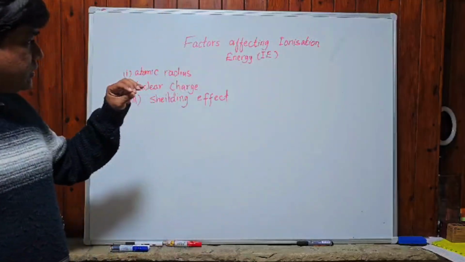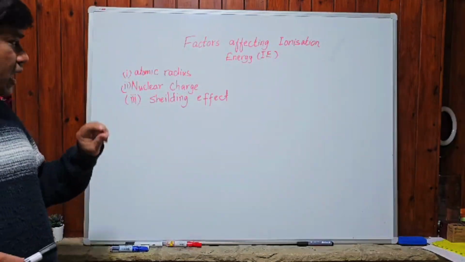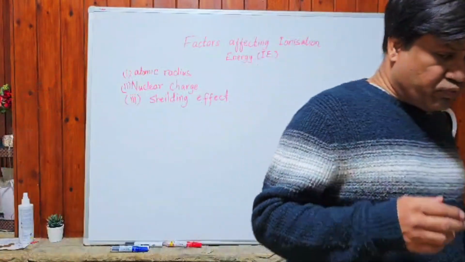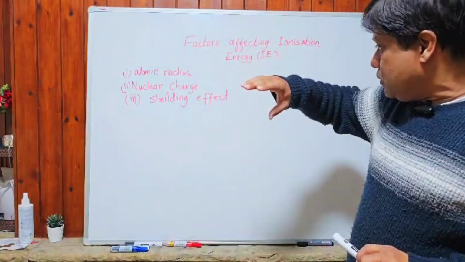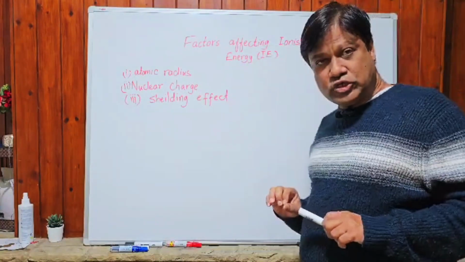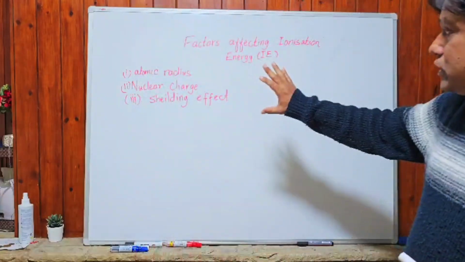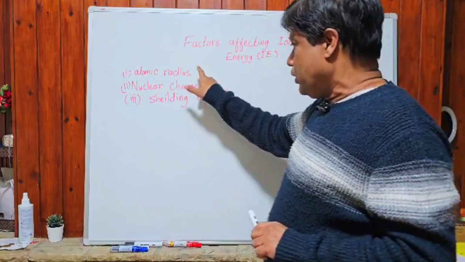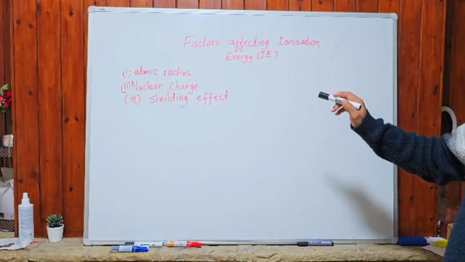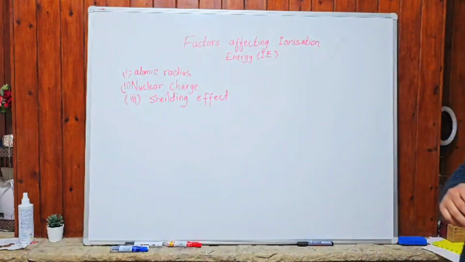I've already started a video on ionization energy and the factors affecting ionization energy. Thanks for watching my video. In my previous video, I explained what is meant by the term ionization energy and how those factors alter ionization energy. I've already discussed atomic radius, which is nothing but the distance between the nucleus and the outer shell electron.